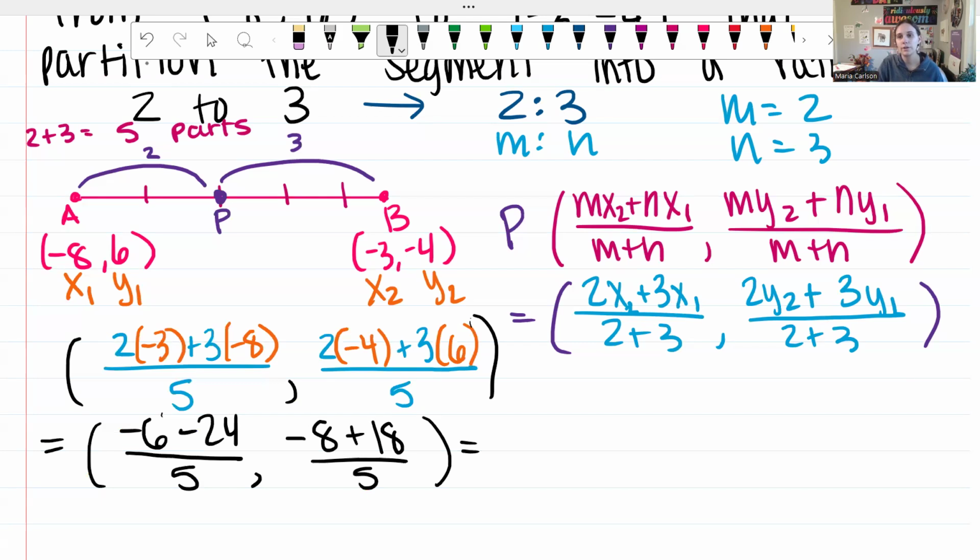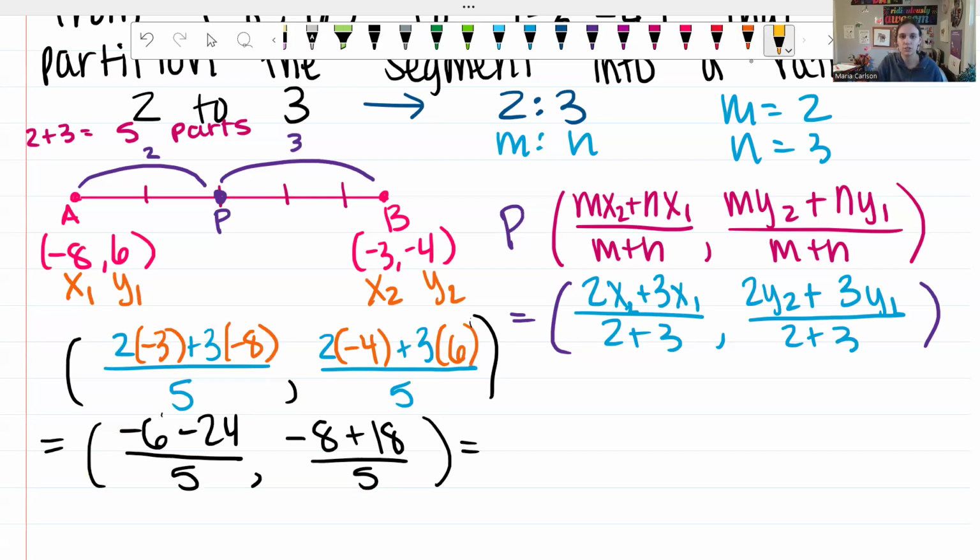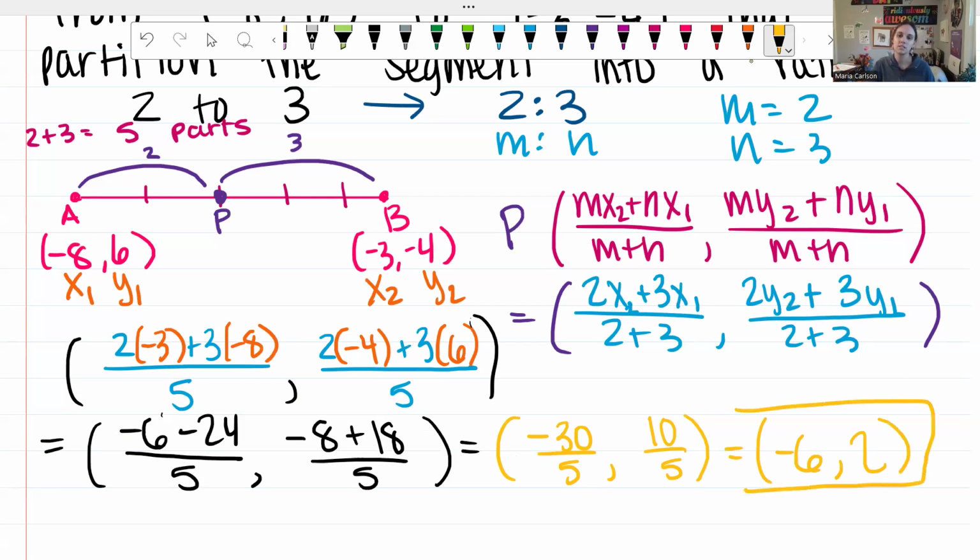And some of these might not always be a whole number. It might be a fraction or a decimal. That's okay. But I think this one actually does work out. -6 minus 24 is -30 over 5 as our x coordinate, and then for our y coordinate, -8 plus 18 is +10 over 5. So I can divide as our final step. -30 divided by 5 is -6, and 10 divided by 5 is 2. So this point that partitions this segment into a ratio of 2 to 3 would be -6, 2.